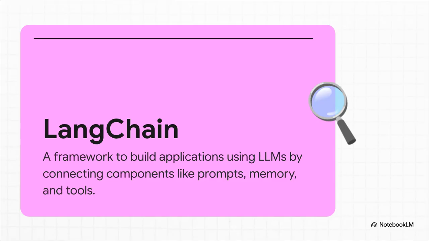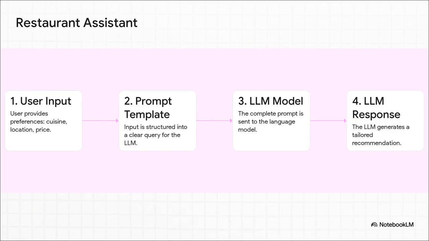Well, that's where something called LangChain comes into play. Think of it like a toolbox for developers. It helps you connect all the different AI pieces, prompts, memory, other tools, and chain them together into one seamless application.